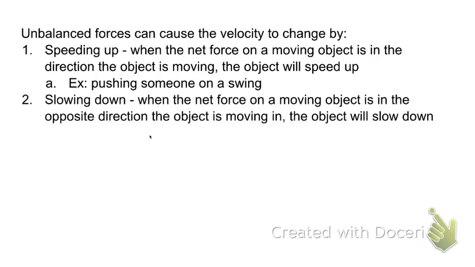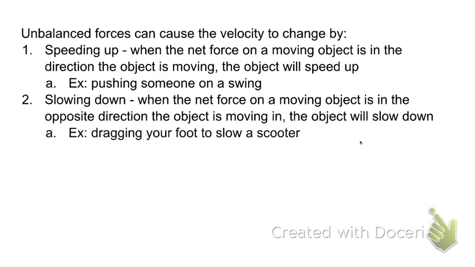Unbalanced forces can slow objects down. When the net force on a moving object is in the opposite direction the object is moving in, then the object will slow down. Example, you're riding on a scooter and you put your foot down on the ground. That increases the backwards force of friction, which is in the opposite direction that you're moving. Now the unbalanced force is in the opposite direction of your motion and you begin to slow down.